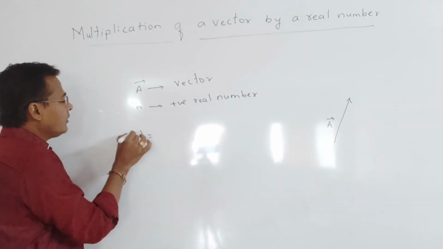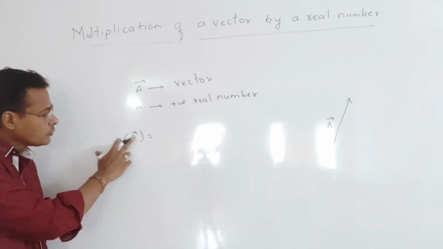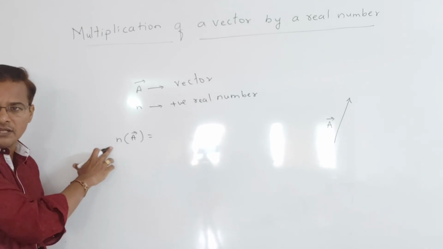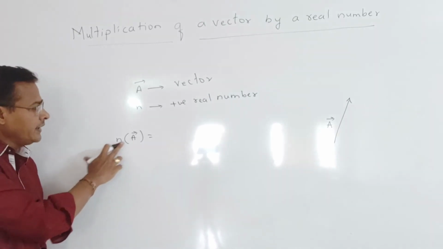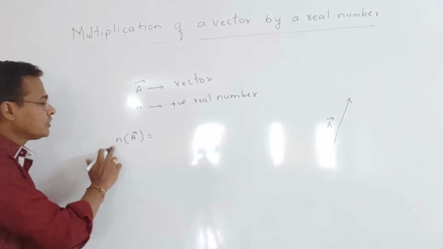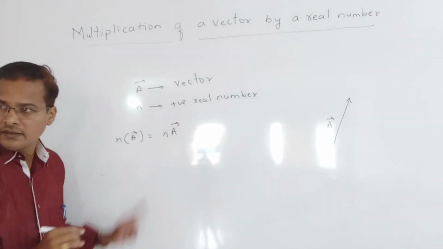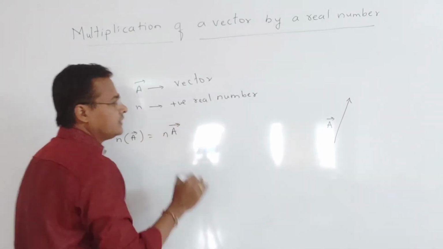So what are we getting now? I have multiplied this positive number n to the vector. So n is multiplied with the A vector. Then what do we get? n times the A vector. Is it correct? n A vector means n times the A vector we got.